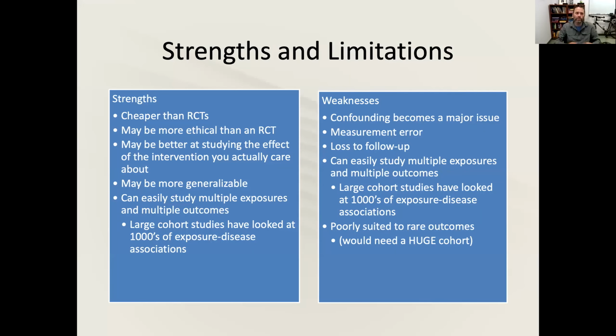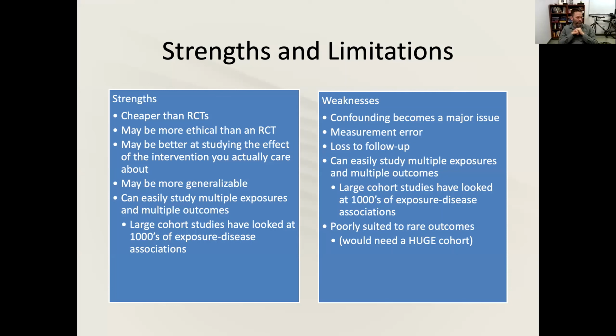Strengths and limitations of cohort studies. The strengths are that it's oftentimes cheaper than an RCT. It may be more ethical than an RCT. You're going to have some exposures that you can't actually ethically randomize, but you can observe whether or not people partake in those exposures.